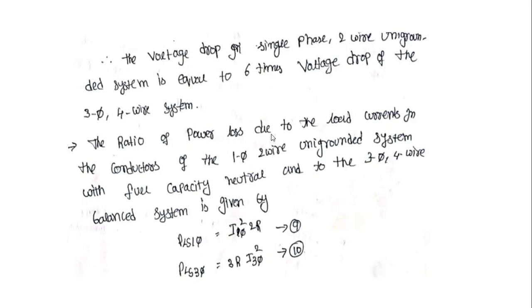The ratio of power loss due to the load currents in the conductor of the single phase 2-wire uni-grounded system with full capacity neutral to the three phase 4-wire balanced system.